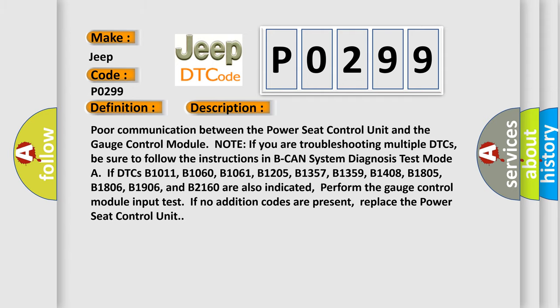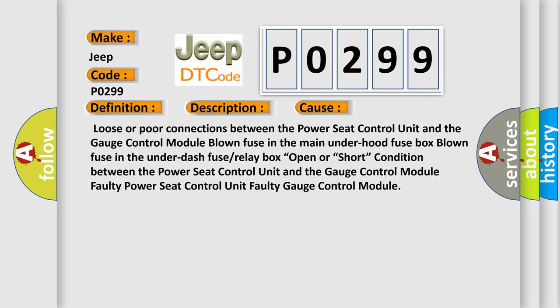This diagnostic error occurs most often in these cases: loose or poor connections between the power seat control unit and the gauge control module, a blown fuse in the main underhood fuse box, a blown fuse in the under-dash fuse or relay box, an open or short condition between the power seat control unit and the gauge control module, a faulty power seat control unit, or a faulty gauge control module.